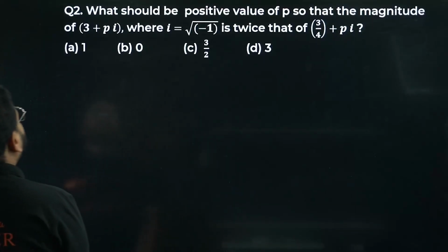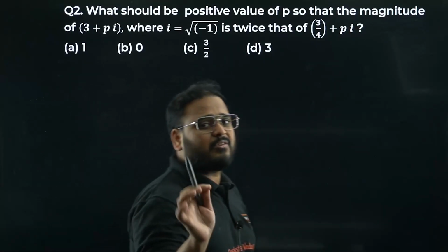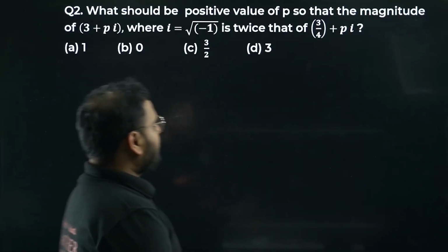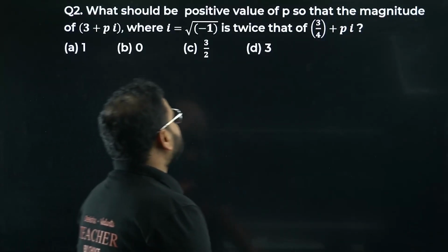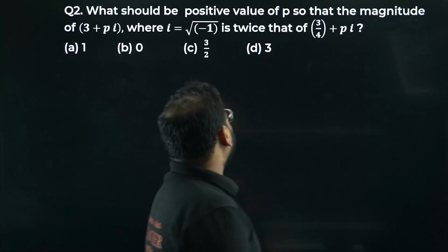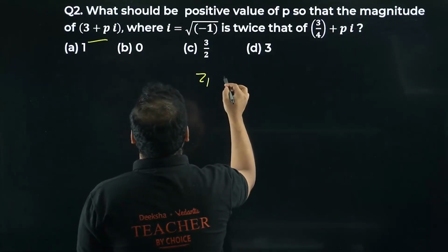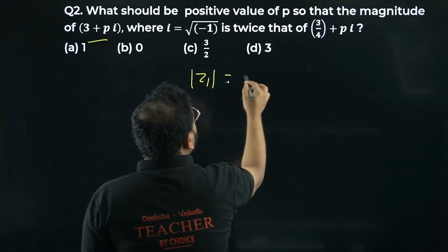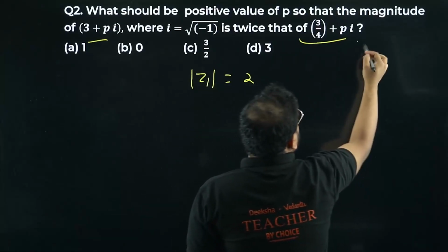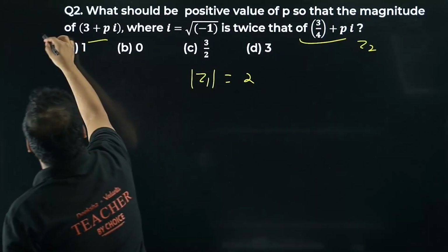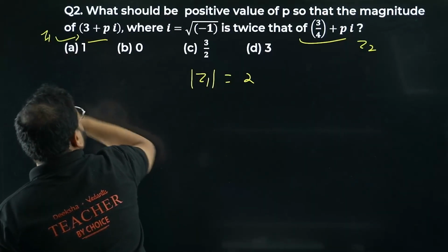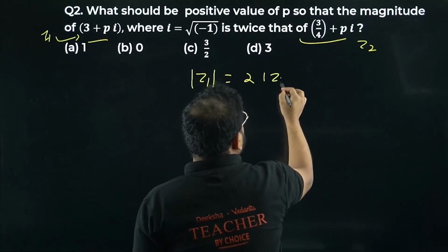If you know the property, you can get the answer without doing any effort. Otherwise you have to do the multiplication. What should be the positive value of p, so that the magnitude of this, let's call this z1, is nothing but twice of mod of z2, let's call this z2?